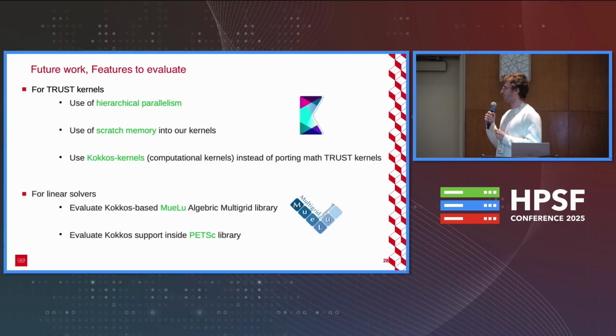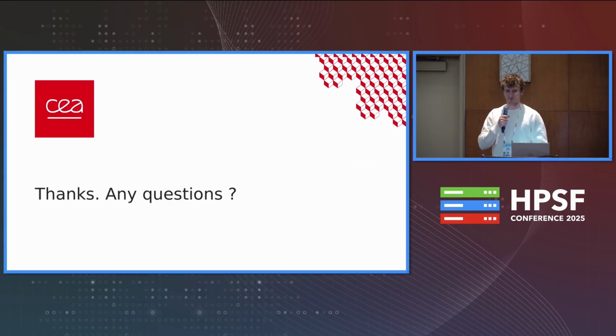For linear solvers, it would also be nice to use the MueLu AMG library and see if we get better performance than with the one we've tried so far, and also evaluate the Kokkos support inside the PETSc library. So, yeah, that's it for me. Does anyone have any questions?